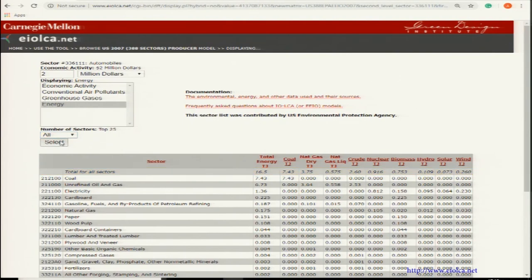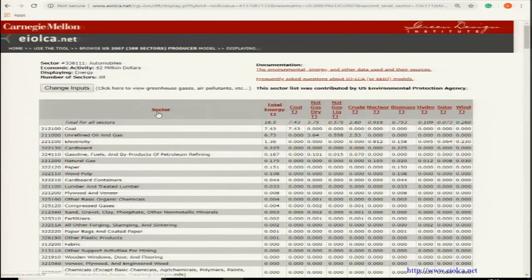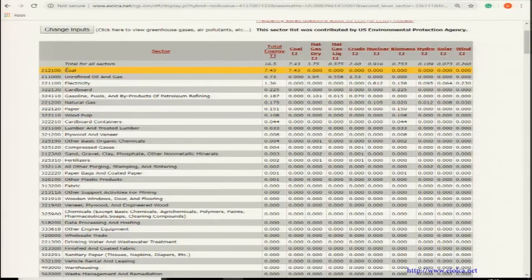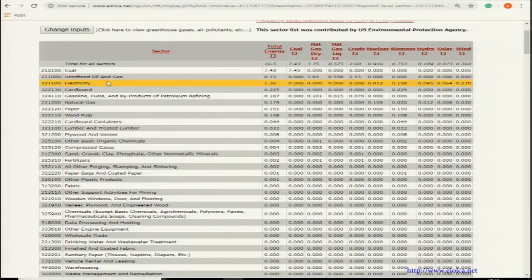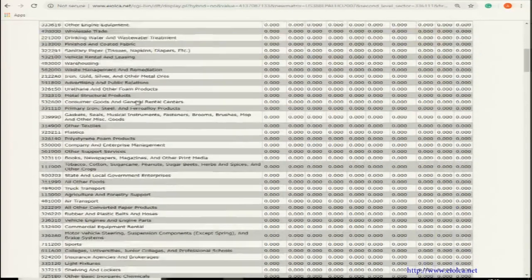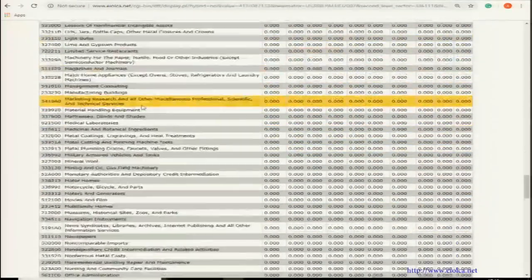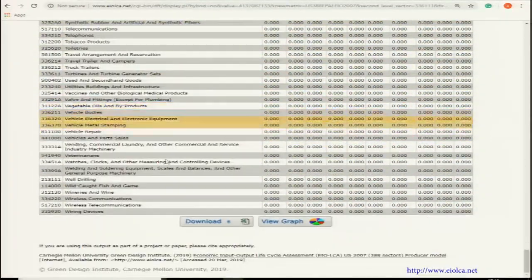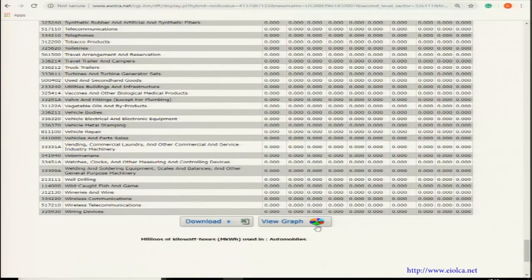If I select all, obviously the top 10 and top 25 do not change, it is again coal at the top, and unrefined oil and gas at second number. So, it is giving all the outputs now. We can even view the graph and download from here. View graph is like here.